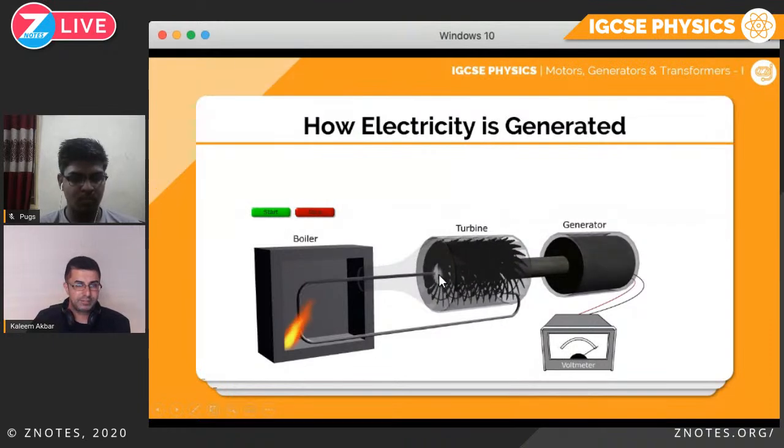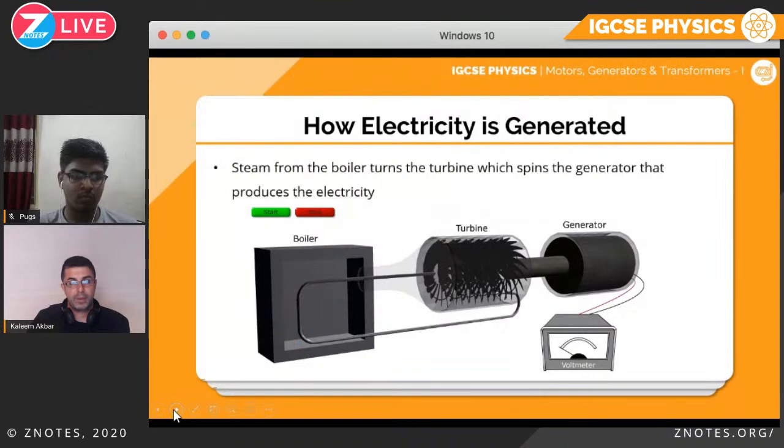Right there. Spinning turbine, spinning generator, and the voltage is moving so fast that it just looks like it's staying at the top. But look, the needle's moving back and forth a little, indicating alternating current, or in this case, alternating voltage. Okay, so steam from the boiler turns the turbine, which spins the generator that produces electricity.